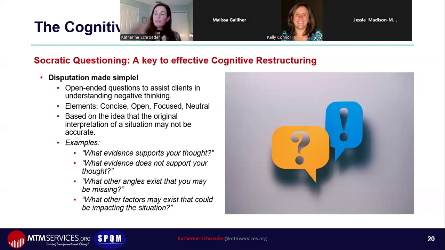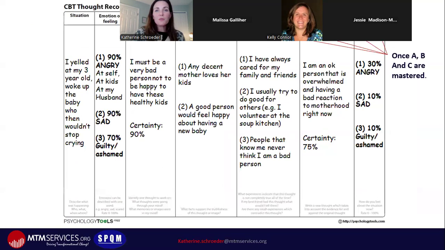There's a million and one questions you can come up with when it comes to Socratic questioning, or they can come up with. But some examples are: what's the evidence that supports it? What evidence does not support the thought? What other angles exist that you might be missing? What other factors may exist that could be impacting the situation? Basically, what else do we need to look at that we're not considering when we come to this automatic thought? Where are all of the pieces to this puzzle? Let's look at it from this non-judgmental, we're sort of observing it, right? And so it helps them to start the disputation.